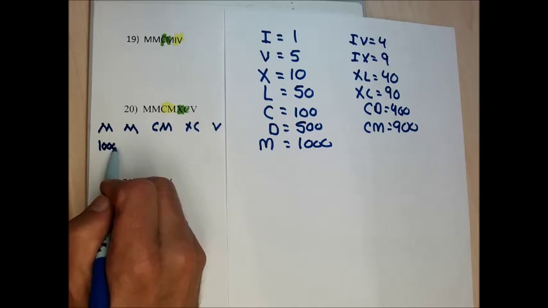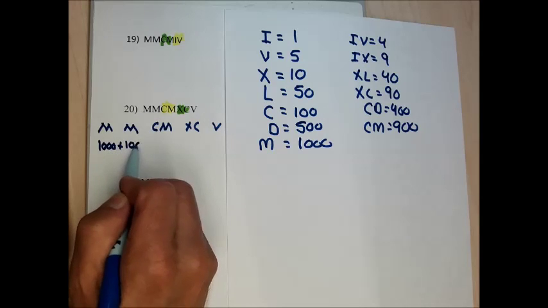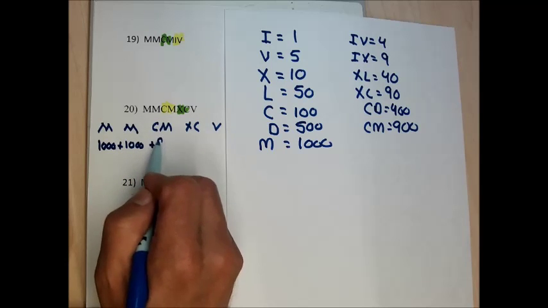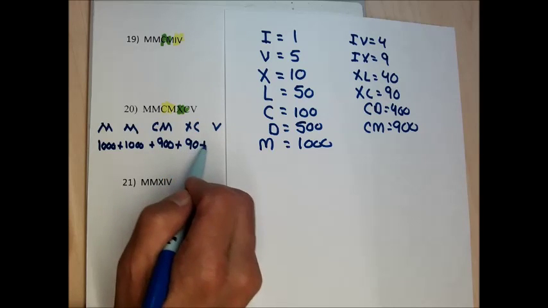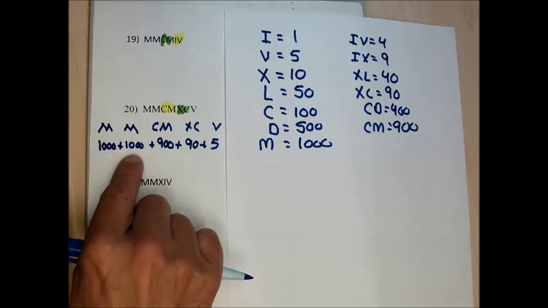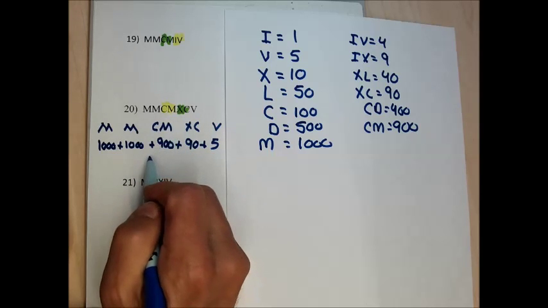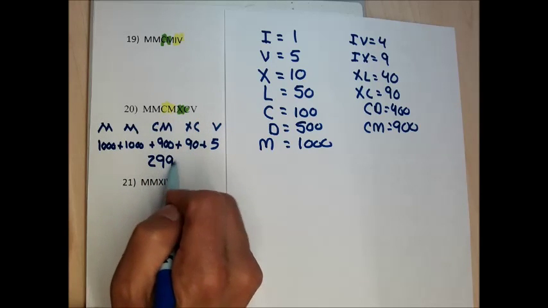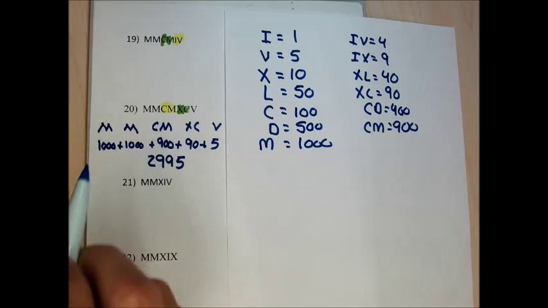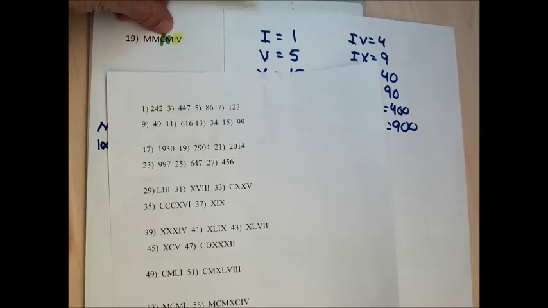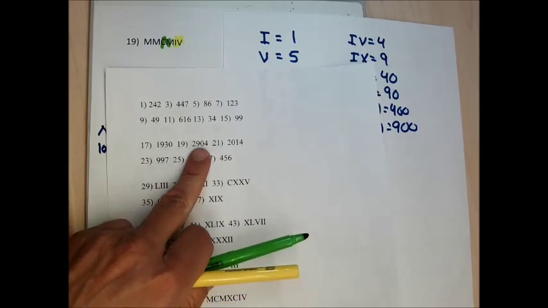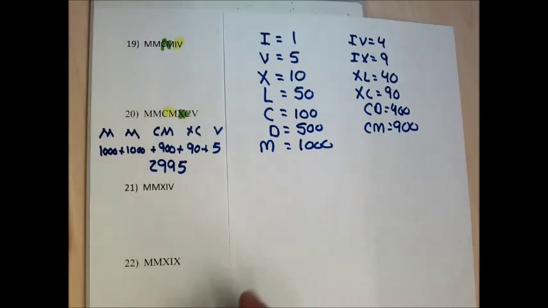The M is equal to 1,000. The CM is equal to 900. The XC is equal to 90. And the V is equal to 5. That's 2,995 if I add those up together. For problem 19, you should get 2,904 for number 19.